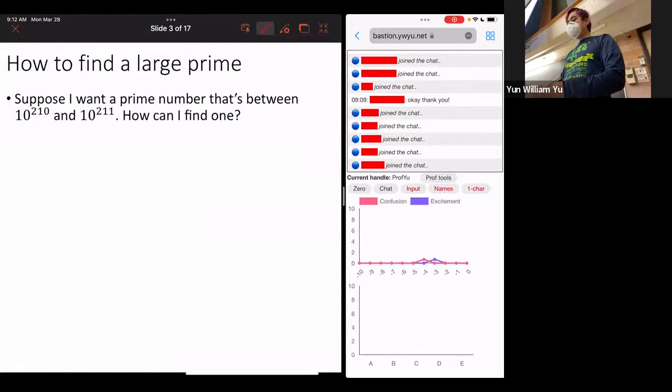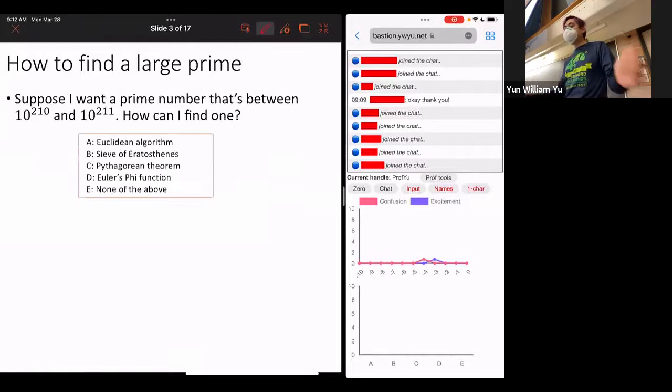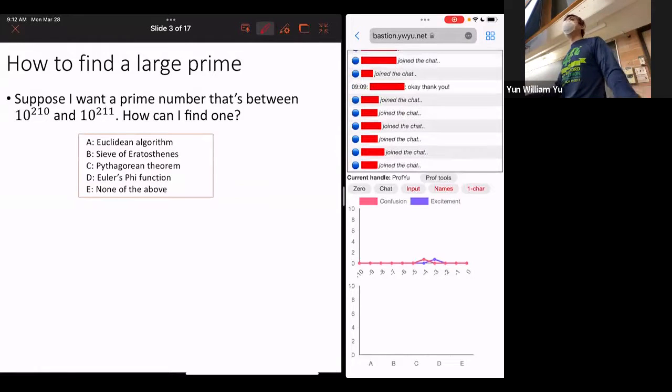Okay, but now let's try finding prime numbers. Suppose I want to find a pretty big prime number. How can I do that? Which of these algorithms we have learned would allow us to find a prime number? These are all things that we've learned in this class. Which of these is the correct way of finding prime numbers? Is it the Euclidean algorithm? Is it the sieve of Eratosthenes? Is it the Pythagorean theorem? Or Euler's phi function? Or none of the above?